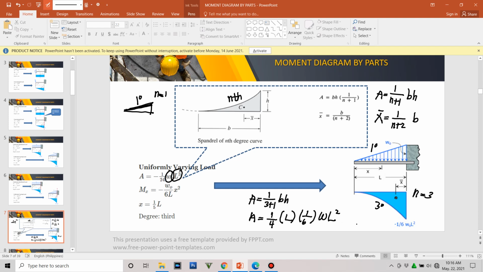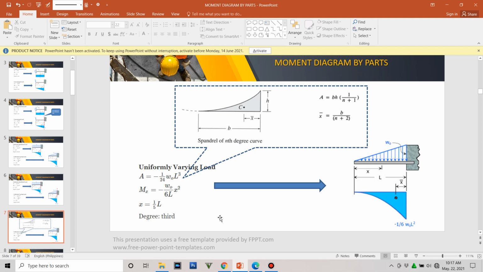Okay, so how about this X bar here? 1/5 daw ng L. So, remember, X bar is equal to 1 all over n plus 2 of the base. Ang n natin is 3, third degree kasi, plus 2. Kaya 1/5 of length, di ba? And the base here is actually the length. So, as simple as that.